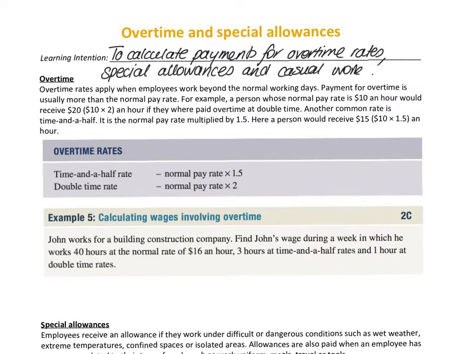For example, a person whose normal pay rate is $10 an hour would receive $20 an hour if they were paid overtime at double time. Another common rate is time and a half, so it is normal pay multiplied by 1.5. So if you were on $10 an hour usually and you're earning time and a half, you'd get $15 an hour.